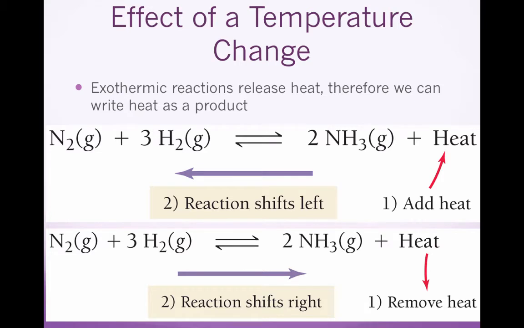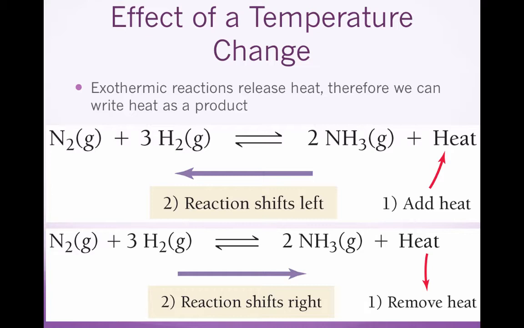All right, and also the temperature affects equilibrium. If we have an exothermic reaction, remember that in an exothermic reaction, it releases heat, right? So therefore, we can write heat as a product. If we look at the reaction that we were just looking at on the previous slide, N2 plus 3H2 makes 2NH3, this is exothermic, so I can write plus heat on the product side. If I add heat, the reaction is going to shift to the left.